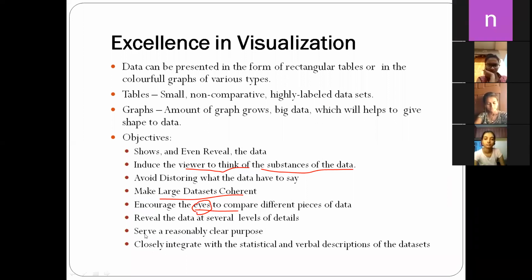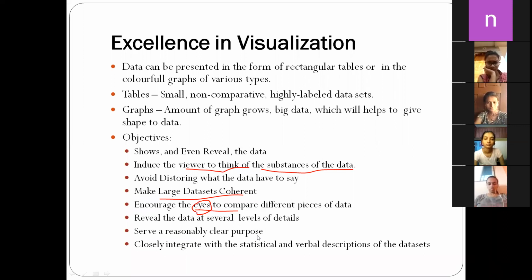Next is to serve a reasonably clear purpose. You have to clearly inform what the purpose of the data is and what the use of the data is. You have to tell that clearly.